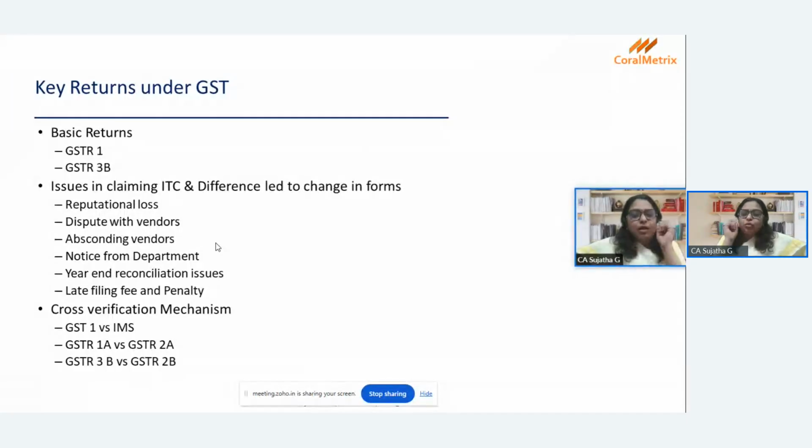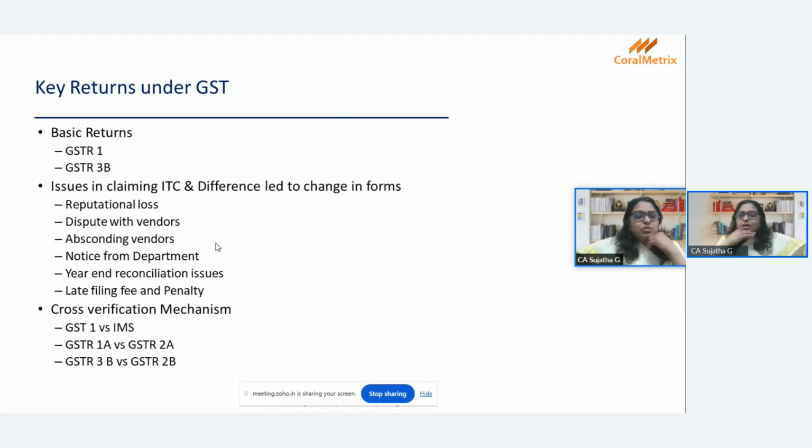So it has come to the point that GSTR2B is acting as a critical factor for anybody's reputation. So it's very important for us to file GSTR1 on time and GSTR3B correctly. This is the point that I want to drive home here.